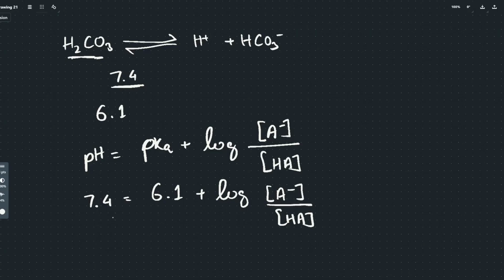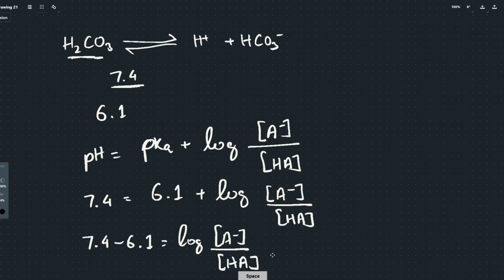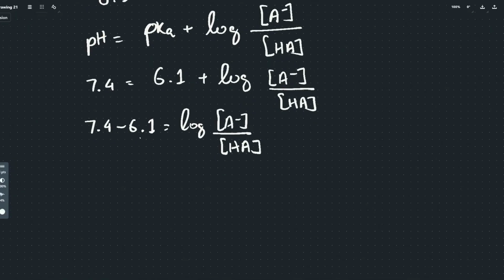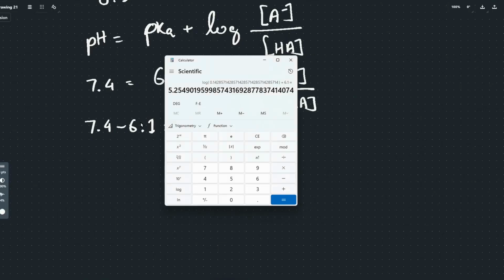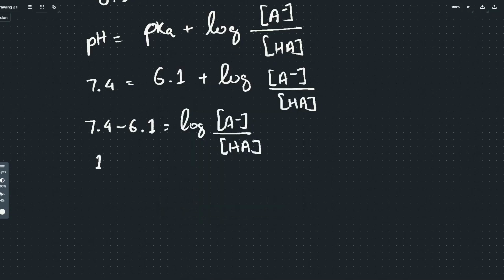Then we can write 7.4 minus 6.1. We bring this value here, so we have to subtract it, and then we have log of A negative over HA. What will this value be? I will use the calculator. 7.4 minus 6.1 is 1.3, and that is equal to log A negative over HA.